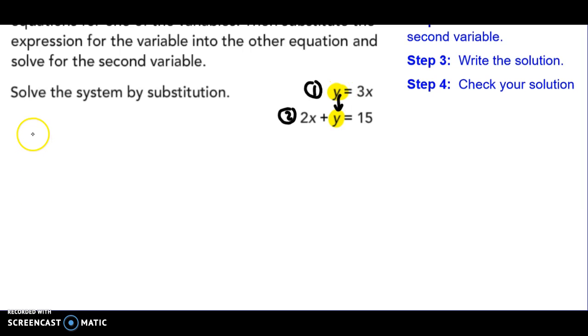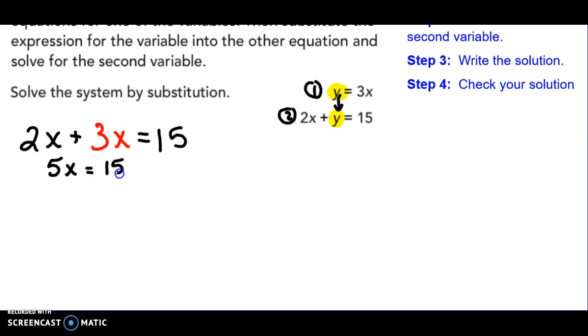I'm going to rewrite equation 2, which says 2x plus, and then I'm going to substitute what y equals. Well, I know y equals 3x, and then equals 15. So the only thing I did was take the information in y and substitute it in for the y in equation 2. So taking equation 1 and substituting it in for equation 2. Now I can just solve for my variable of x. So 2x plus 3x, they're like terms, so that gives me 5x equals 15.